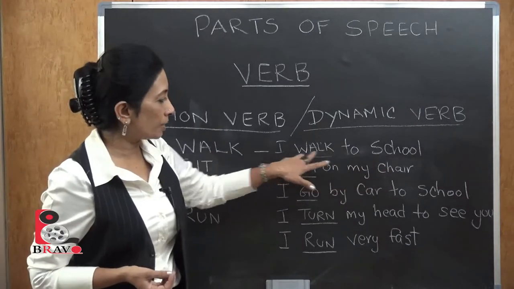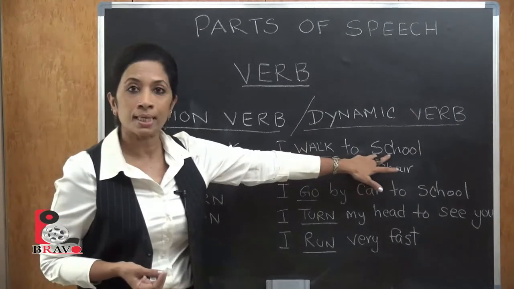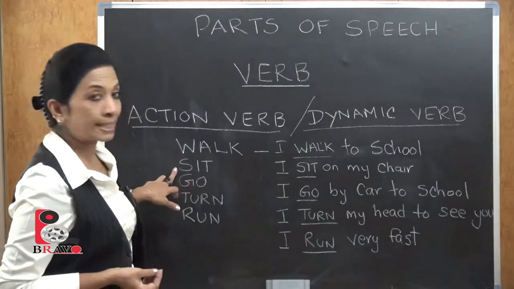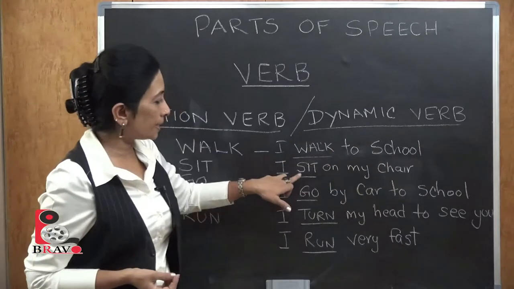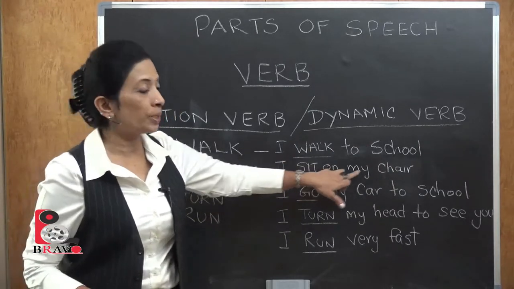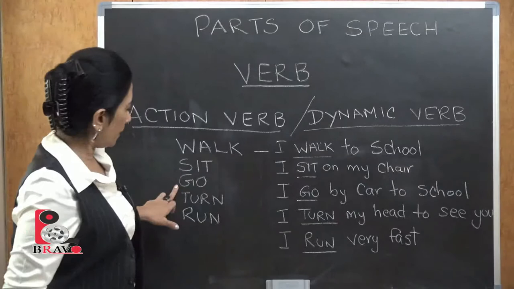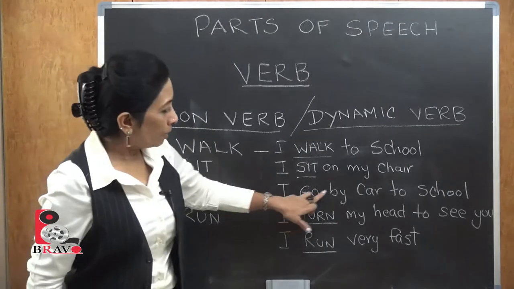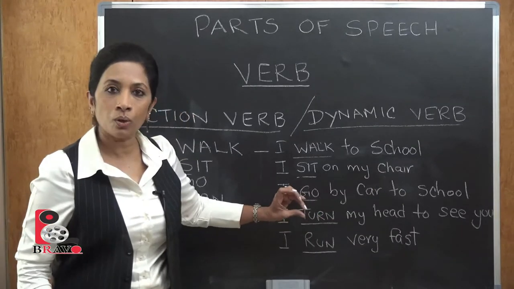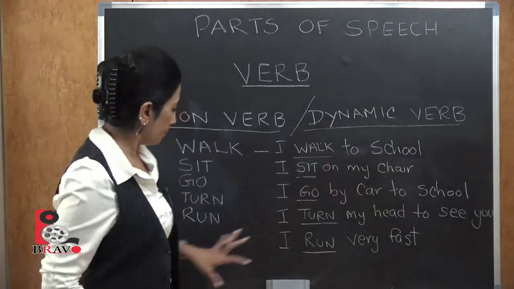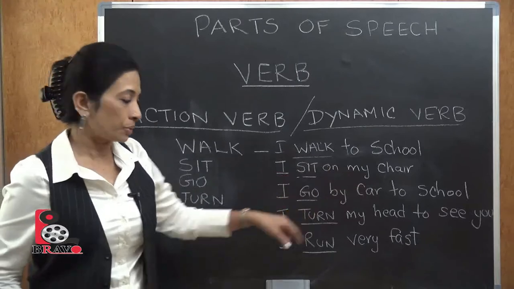So this is the action. Walk is the action that he is using in this sentence. Second one is sit. I sit on my chair. You can see sit is the action that he is doing on the chair. Third one is go. I go by car to school. The action he is using is go, to go to school, and he uses the car to go to school.